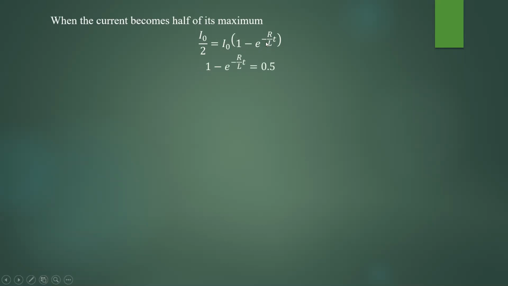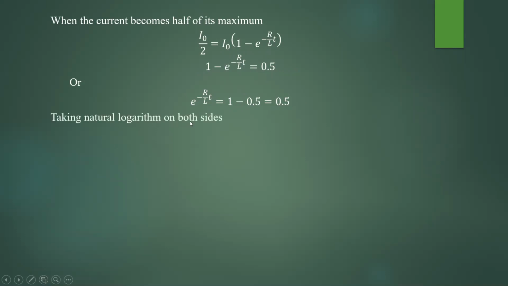So 1 minus e to the power minus R by L into T is equal to 0.5, half of the maximum. I naught gets cancelled. It becomes half, that is 0.5. Or you can write e to the power minus R by L into T, this term, is equal to 1 minus 0.5. 1 minus 0.5 is 0.5. So we have got e to the power minus R by L into T is equal to 0.5.